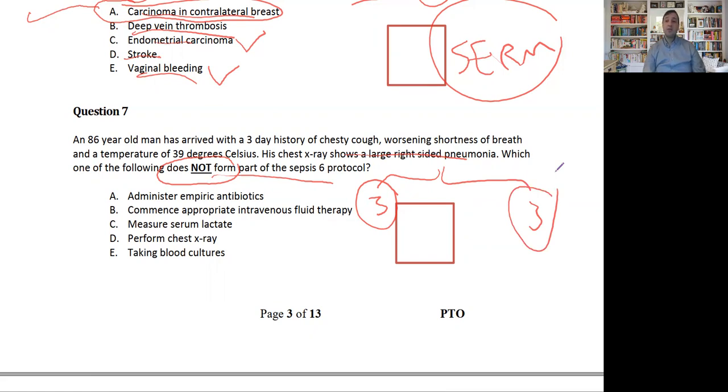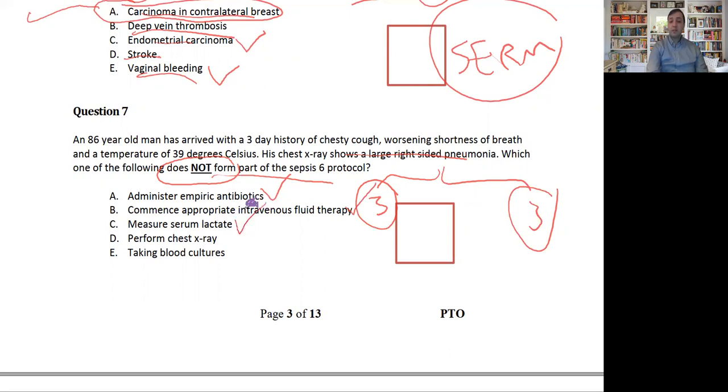The other things, you have to take routine blood tests, including the FBC and chemistry, including serum lactate. And you have to follow up the serum lactate if the lactate level is above 2 millimole per liter. And the last thing, you have to measure the urine output and follow up the urine output. So this is the sepsis 6. So administer empiric antibiotic, this is one of them. Appropriate intravenous fluid therapy, this is appropriate.